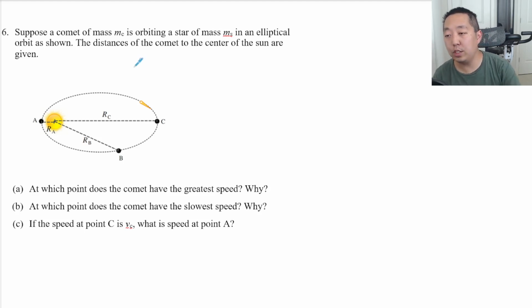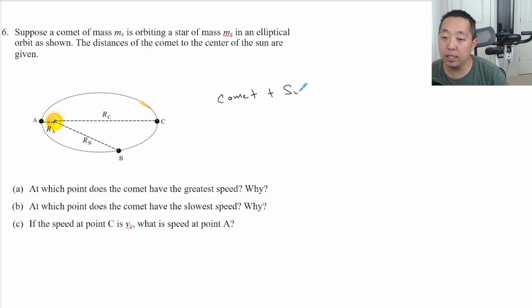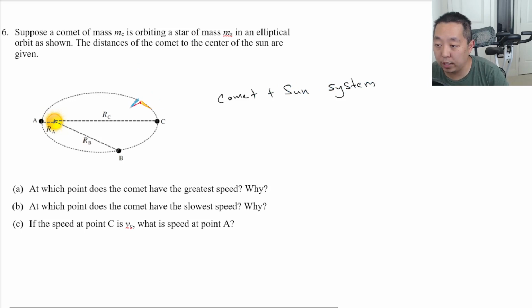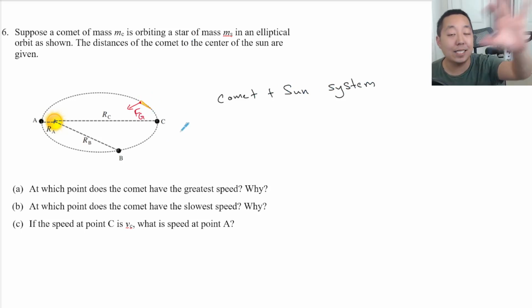Well, if we think about just the comet's motion, we've got a little comet flying around, and the only force acting on it is gravity. But if you think of the comet plus sun system, the only force acting on the comet at any point in time is just the gravity from the sun. If we include the sun as part of the system, this force doesn't do any work.